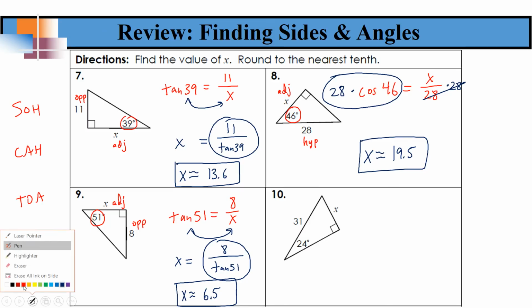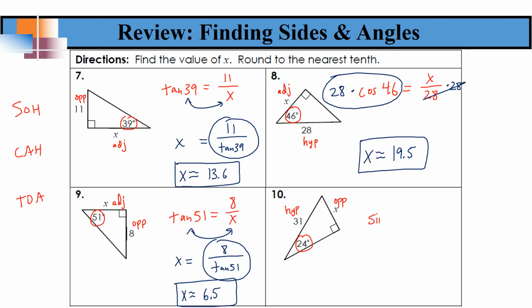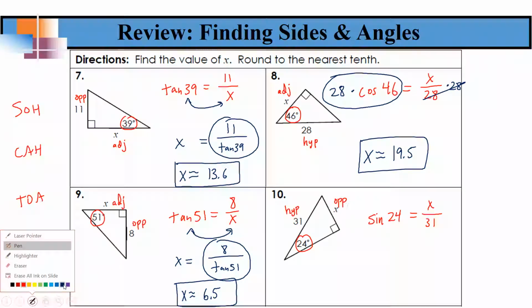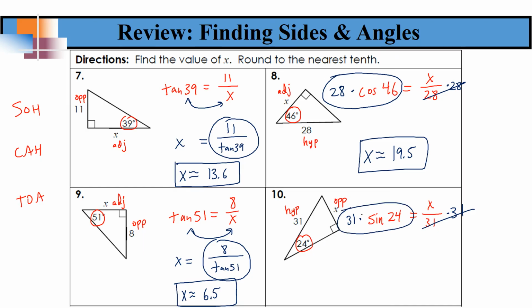In number 10, we'll go ahead and circle our acute angle, 24 degrees. X is our opposite leg, and 31 is the hypotenuse. Opposite over hypotenuse, that's sine. So we can say sine of 24 equals x over 31. Great. Now to get x by itself, all we need to do is multiply both sides by 31. And this is what we'd want to type into our calculator, 31 times sine of 24. If you do that and round to the nearest tenth, you should find that x is approximately 12.6.